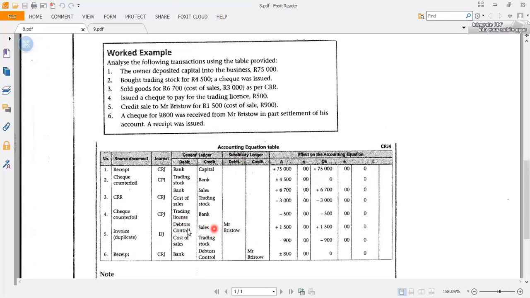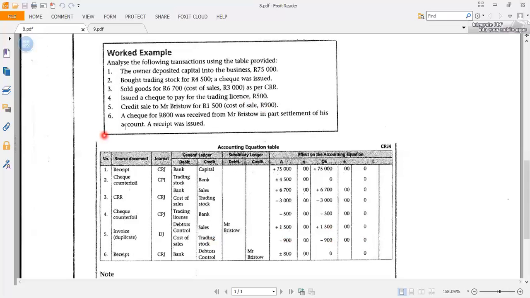Okay, so it's debtors control, credit sales, plus 1,500, plus 1,500, 0 under L. Remember, sales increase and the debtors account is increasing as well. Okay, learners? But for the next amount of 900, we effect, you debit cost of sales and you credit trading stock. It's minus 900, 0.